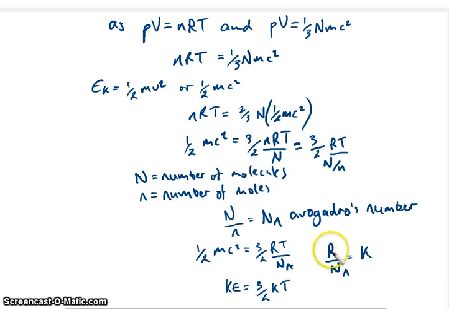But R divided by NA is a different constant, k. So the kinetic energy is equal to 3/2 kT, and that's a little extension linking kinetic energy being equal to, or proportional to, the temperature of the molecules. And there we go.